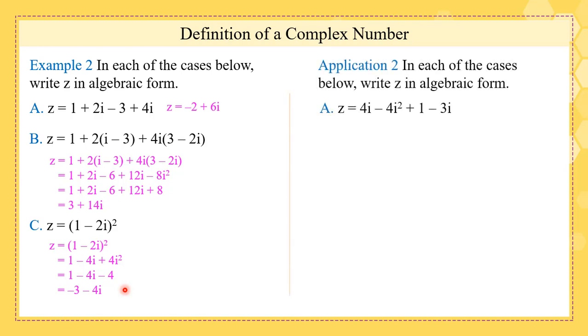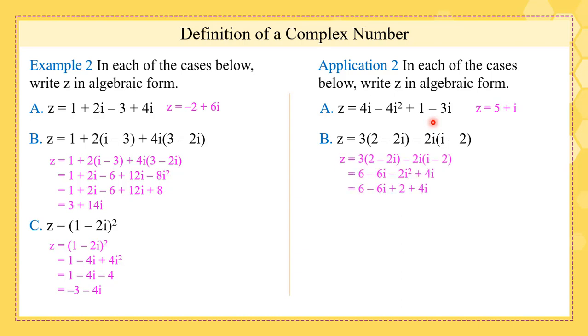Now let's see the application. We need also to write z in algebraic form. Try to do the first one alone. We get 5 plus i. For the second one, we just expand. We get 8 minus 2i. And the third one, this is what we get when we expand, and the final answer would be 3 minus i.